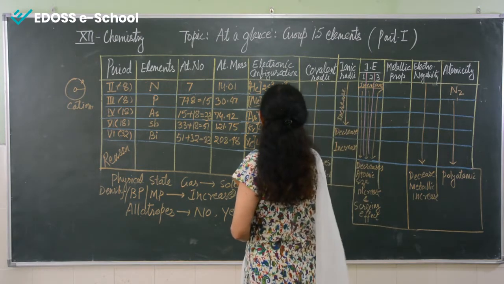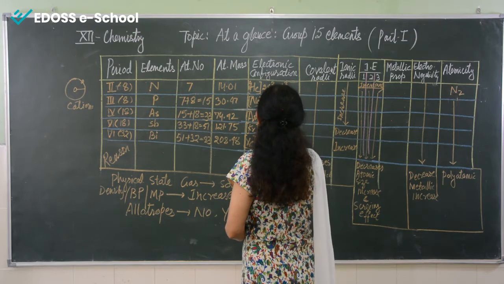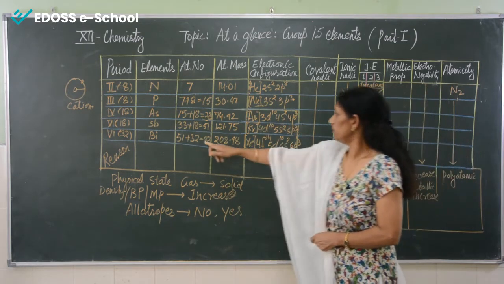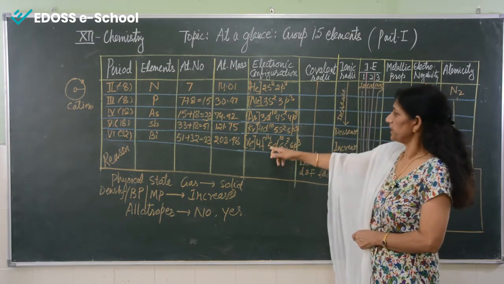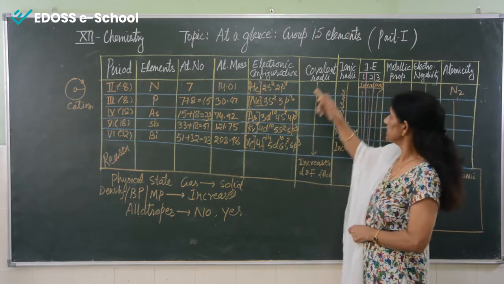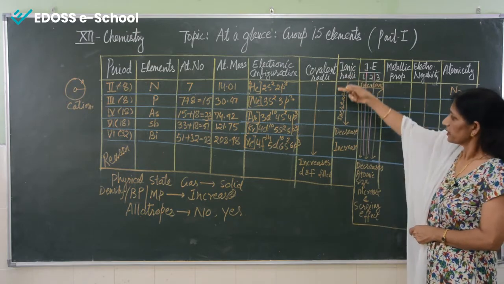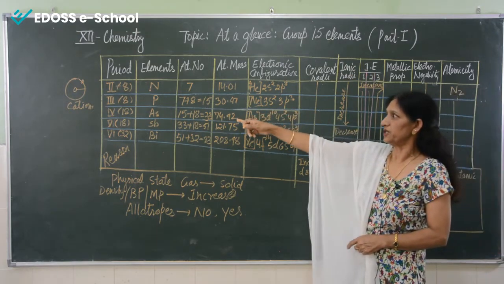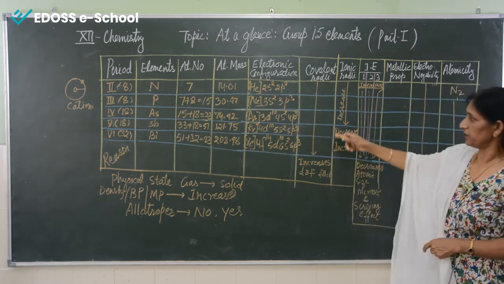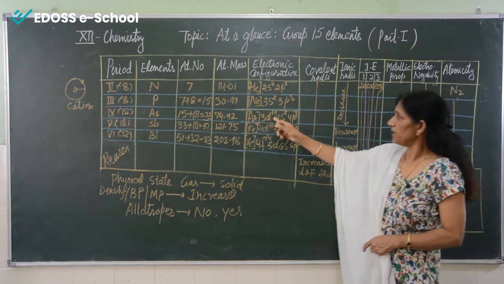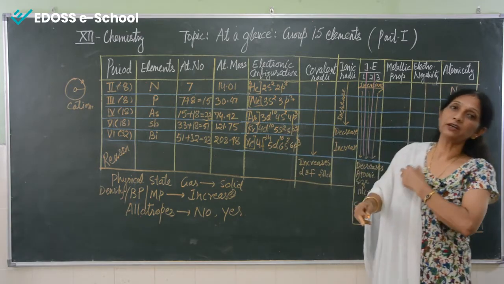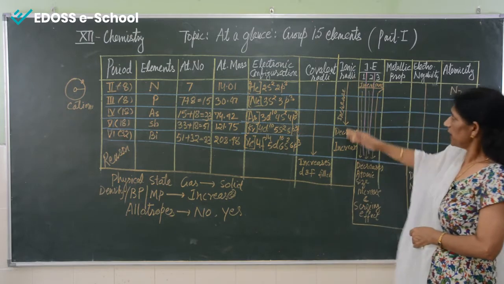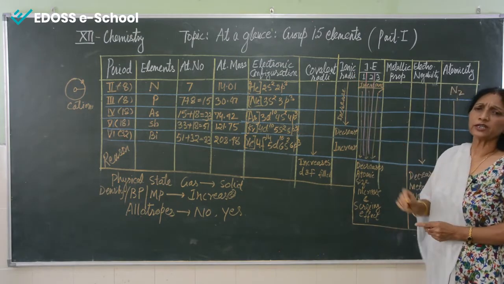4d10 and then 5s2 and 5p3. And in bismuth also a d orbital is present and f is also present. So we can see why the covalent radii is increasing. Because the atomic number is increasing, and when atomic number is increasing, then d and f orbitals are being filled by the coming electrons. Same way is for ionic radii, but there is a little bit of difference.